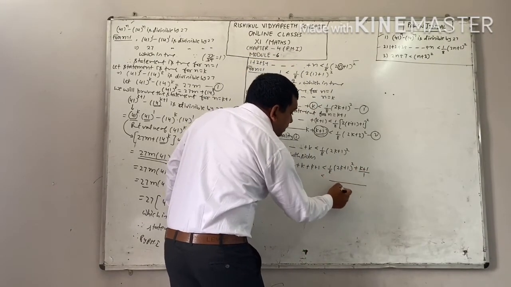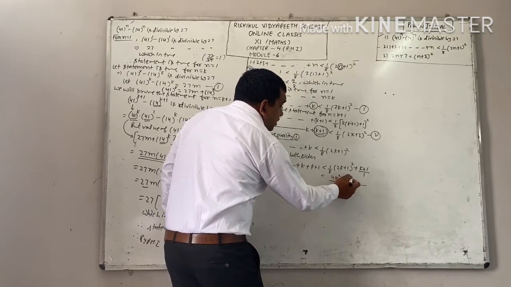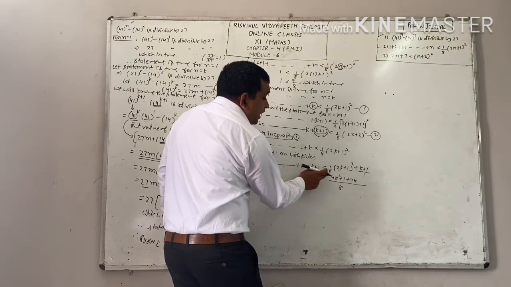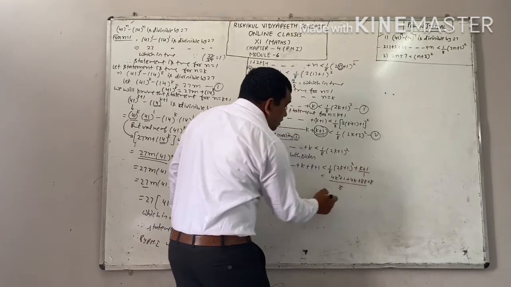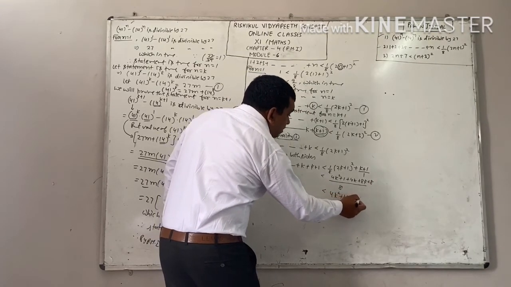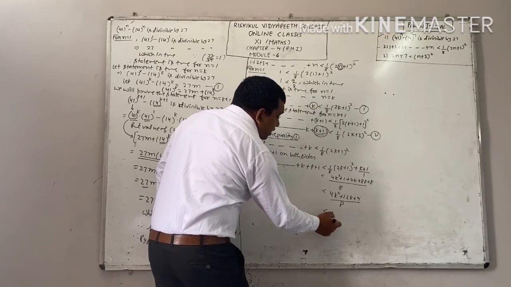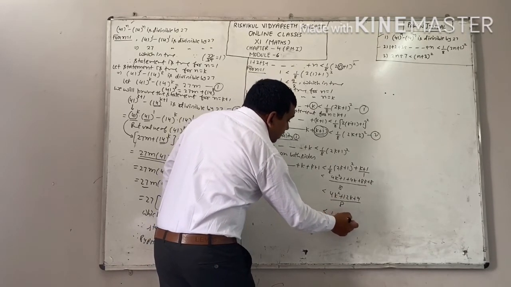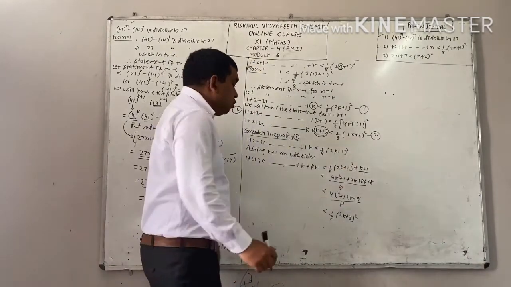Take LCM, 8 is the LCM. Open the whole square, a square plus b square plus 2ab. Now you have taken 8 as LCM, multiply 8 with k plus 1, you will get 8k plus 8. This is your 4k square plus 12k plus 9. Now this is quadratic, make factors. Factors will be 2k plus 3 and 2k plus 3. You can write down directly 2k plus 3 whole square, and this is what you have to do.